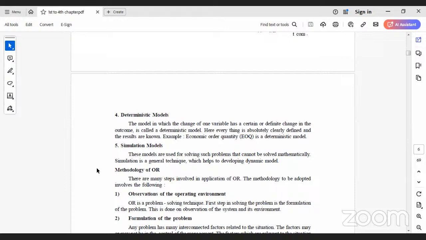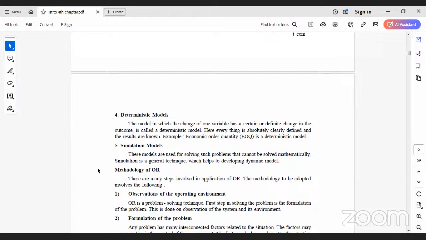So, the model in which the change of the variable is certain and definite, and the outcome is defined, is called a deterministic model. The results are known and clear. EOQ is a deterministic model.